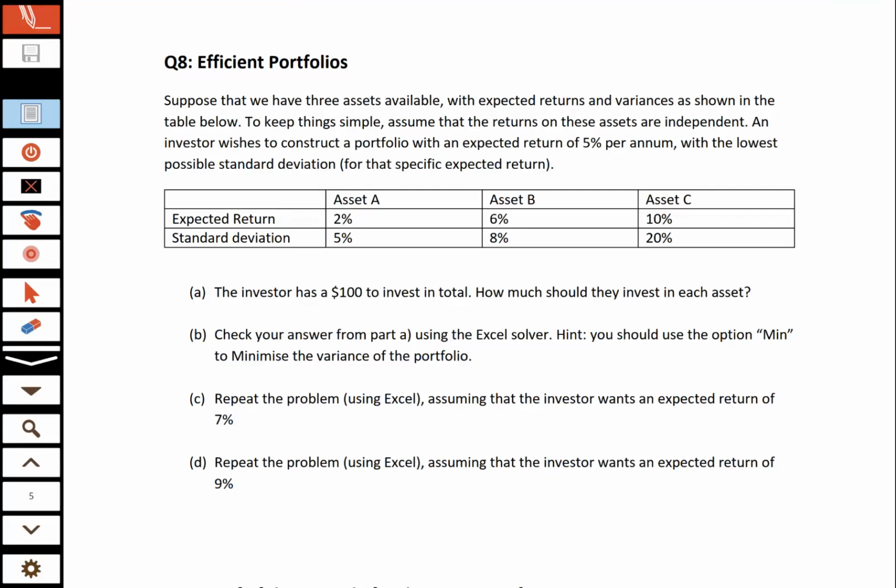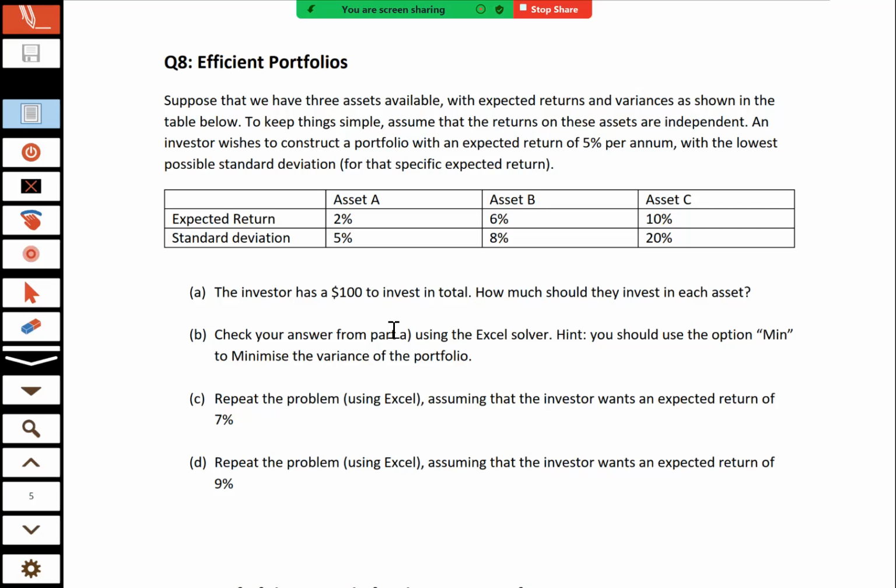This is a worked solution to question 8 in the tutorial on content for week 6 and 7. In this question, we're considering efficient portfolios in relation to a 3-asset portfolio. We've got the expected returns and the standard deviations of those returns in the table, and we're trying to construct a portfolio with an expected return of 5% per annum. Although there are many combinations we could use to achieve a return of 5%, we want the combination that gives us the lowest possible standard deviation.